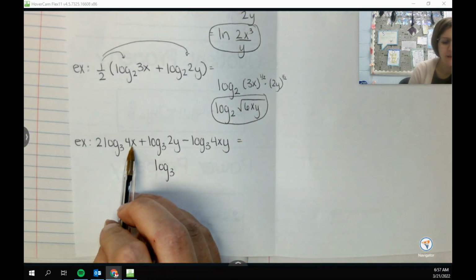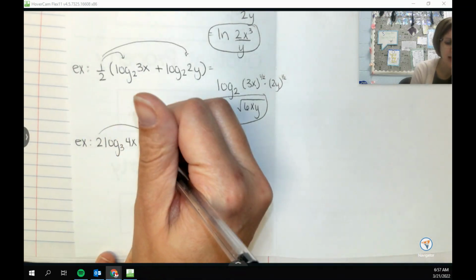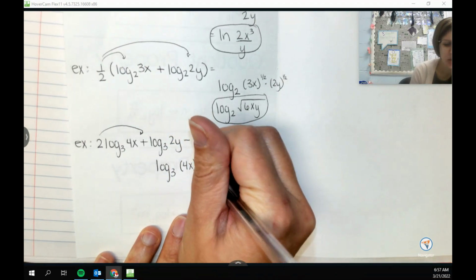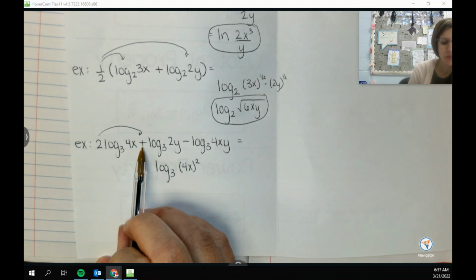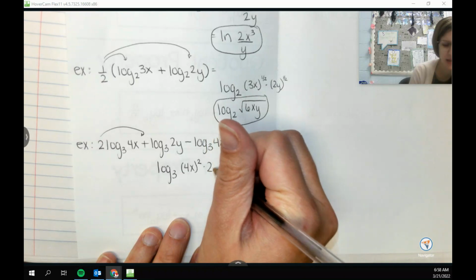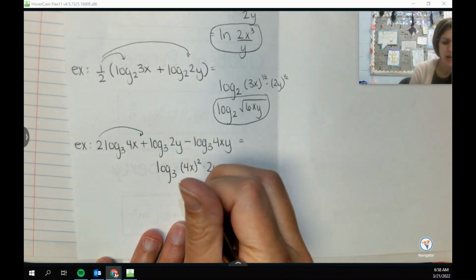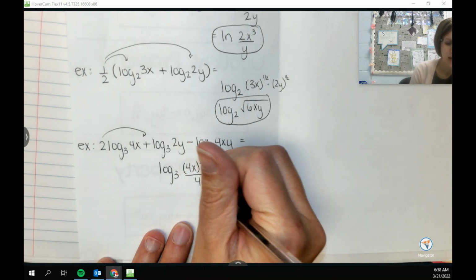The first number that I have, 4x, has an exponent right here. This 2 is going to come back, and it goes to both. So like 4x squared. Plus sign next, so we're going to multiply, but this one does not have a power, so we're just multiplying by 2y. And then we have a subtract, so everything here is going to be divided by 4xy.